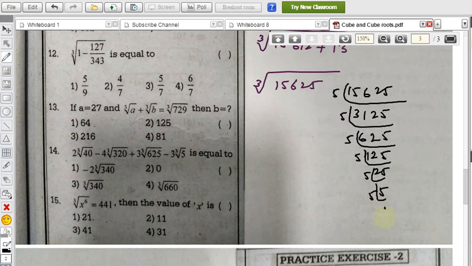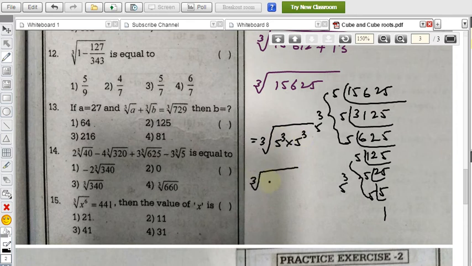Finally, instead of these 3 5s, 5 cube. So obviously cube root of 5 cube into 5 cube, cube root of 5 into 5 whole cube. So cube root of 25 cube. Cube and cube root cancel. So 25 is the answer. Right. 25 into 25, 625, 625. 25 is again 15,625.